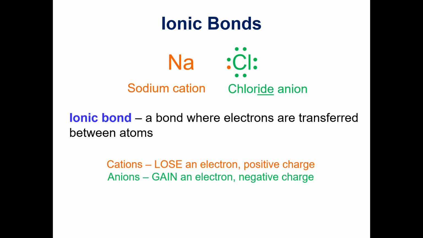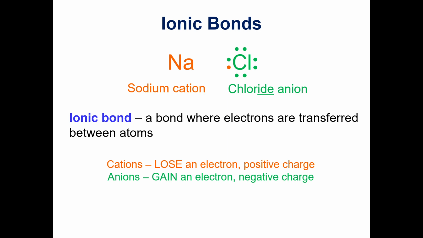In an ionic bond, one of the compounds gives up its electrons and becomes a positively charged ion. The other one gains electrons. It takes the electrons and becomes a negatively charged ion.